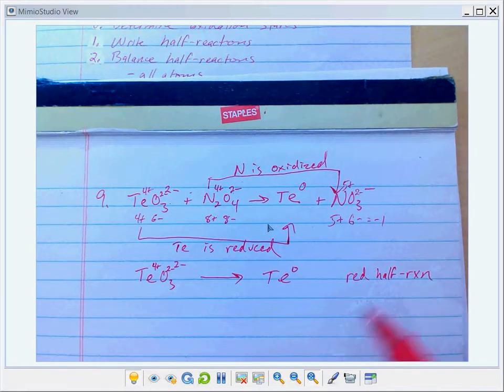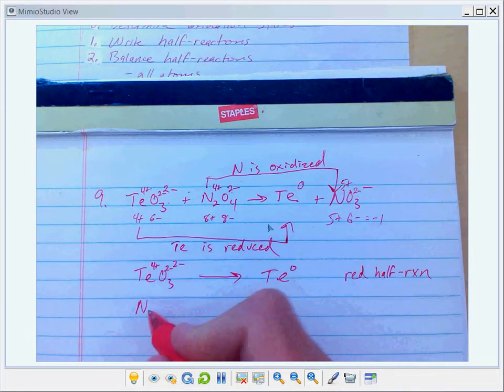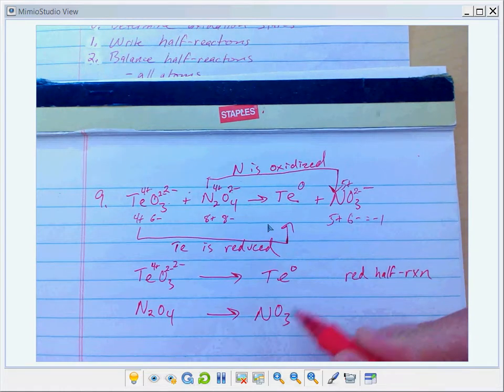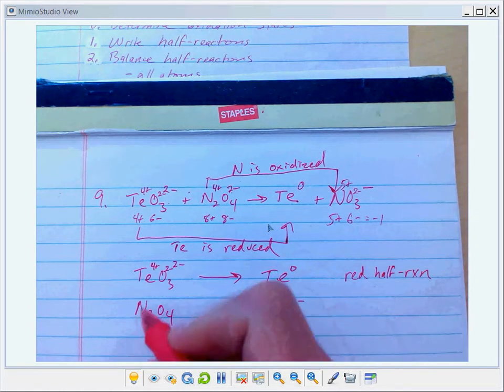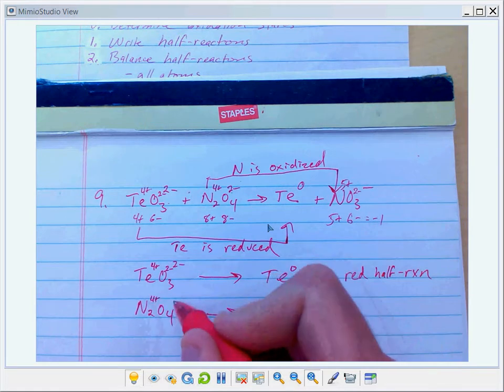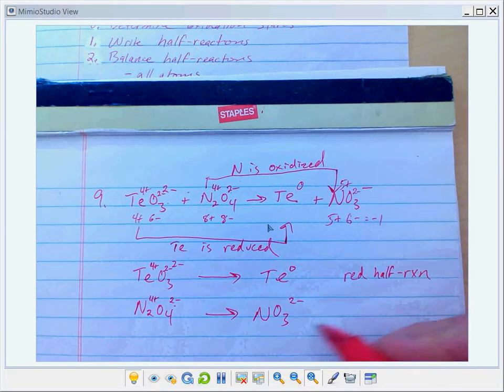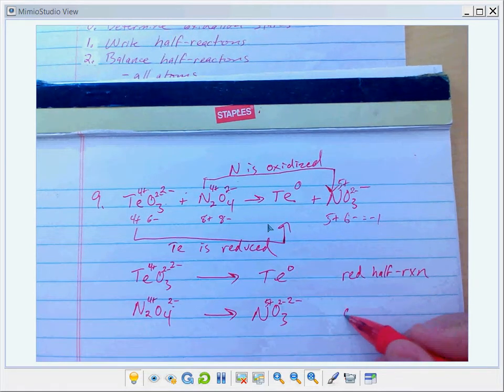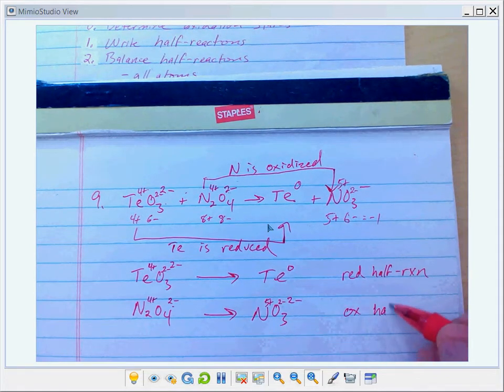We're also going to write a half reaction for the oxidation. So this is where N2O4 turns into NO3 minus. And so I'm going to write all the oxidation states again. 5 plus N, 2 minus O. And so this is the oxidation half reaction.